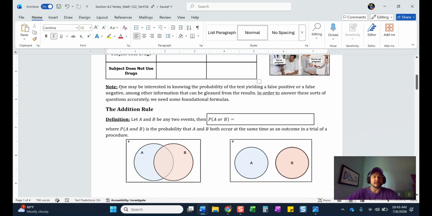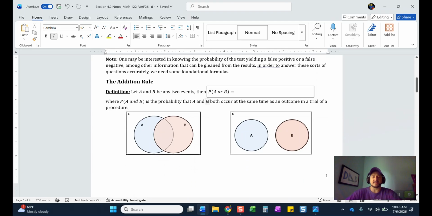So I made a segue note here. One may be interested in knowing the probability of the test yielding a false positive or a false negative, among other information that can be gleaned from the results. So in order to answer these sorts of questions accurately, we need some foundational formulas. And so that takes us to one of the 2 major rules in this section, which is the addition rule.